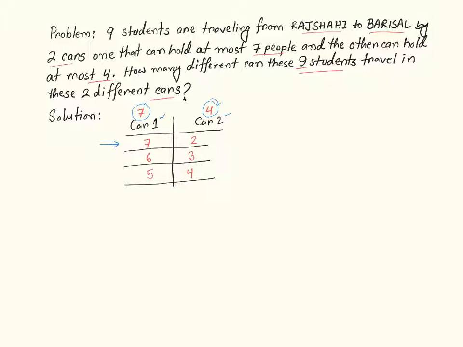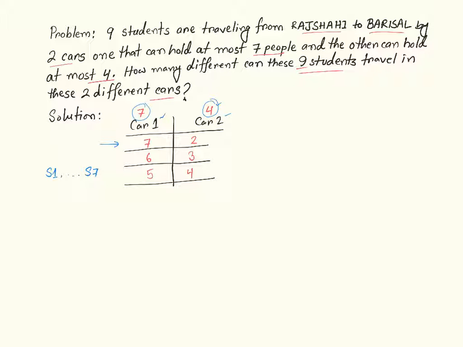Let's say student 1 we denote by S1, all the way up to student 7, S7. The order in which they travel is not important, so the order in which they sit in the car is not important. The same for car 2. So we have to think about combination, because the order doesn't matter.